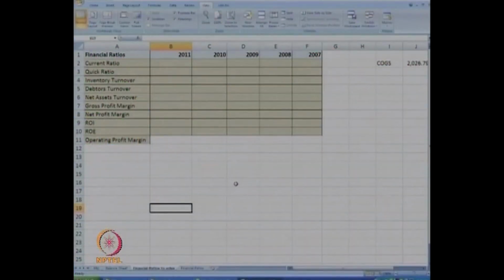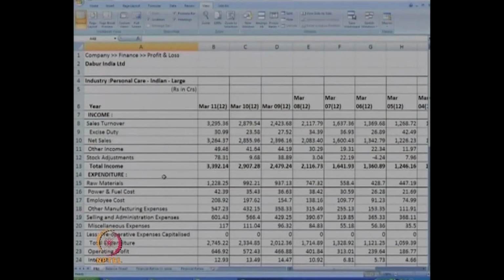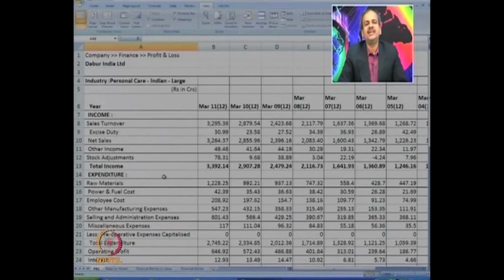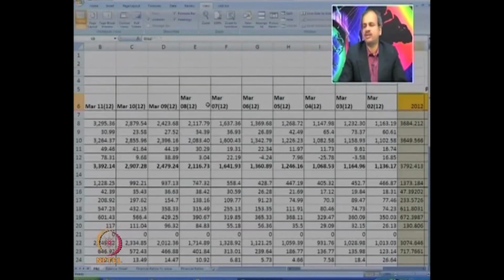Now, let us go to one more case. This will be our last case. So, see that now all your doubts are clear. In this we have the information about a leading pharma company, Dabur India. You can see here the income statement for Dabur India is given for a long time, that is from 2002 to 2011.